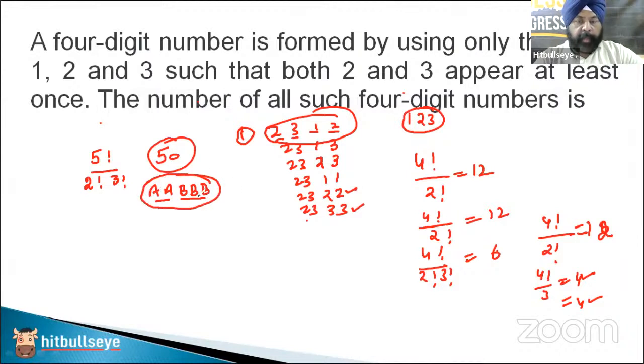Means A, B, A, B, A, or A, B, B, B, A, whatever it is. These are the total arrangements of double A triple B. We say it as Mississippi, right?